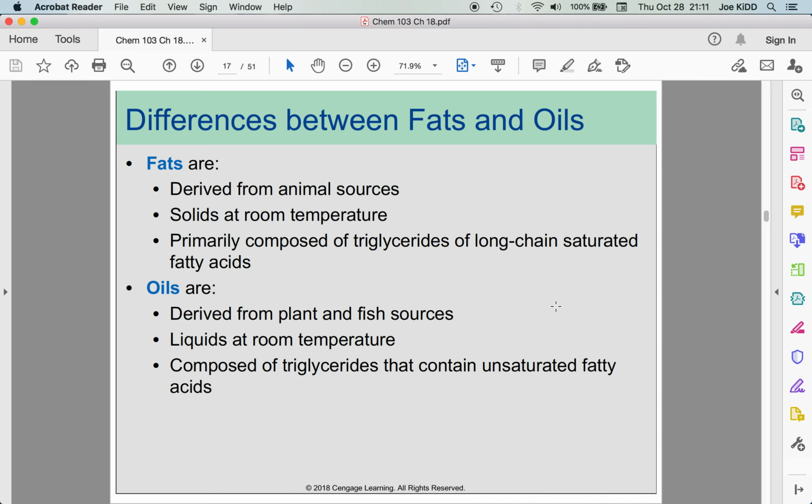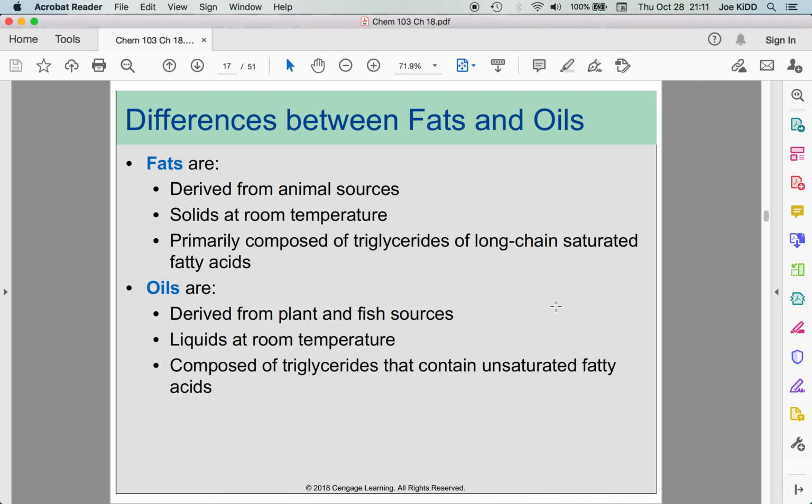So when we're distinguishing the different types of lipids and we're talking about the difference between a fat and an oil, typically fats are derived from an animal source, are going to be solids at room temperature, and for the most part, because they're solids at room temperature, they're pretty much always going to be made of triglycerides of long saturated fatty acids, so those straight flat fatty acids.